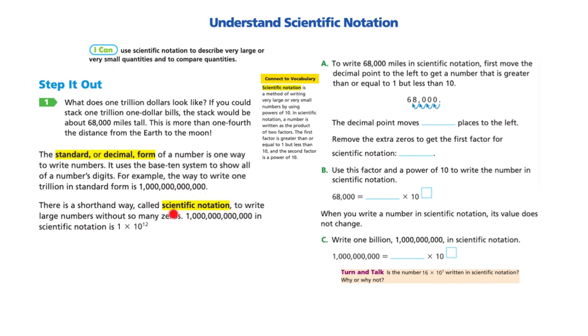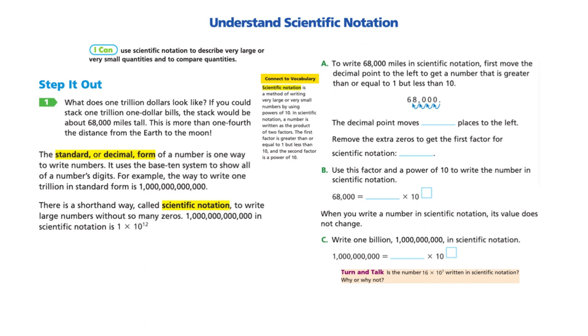There is a shorthand way called scientific notation to write large numbers without so many zeros. So 1 trillion in scientific notation looks like this. It's the number 1 times 10 to the 12th. So what I'd like you to do now is try to do A, B, and C on your own, and then we'll come back and work on those together.